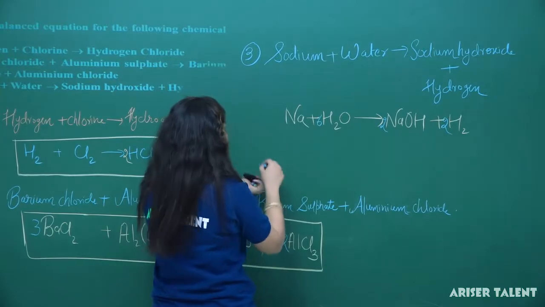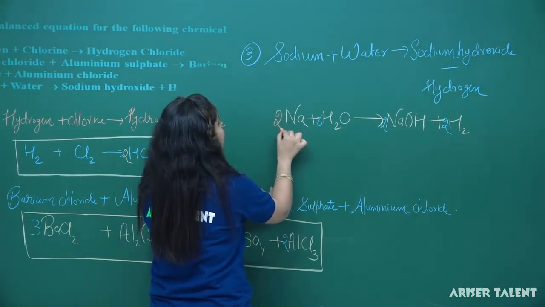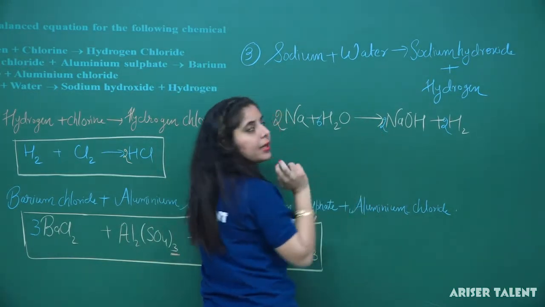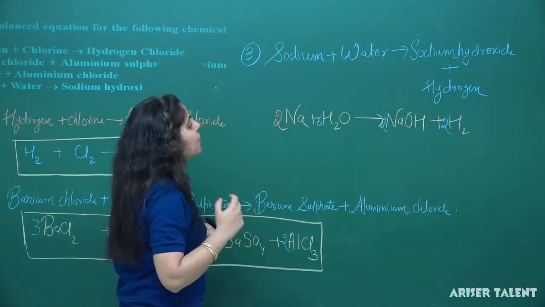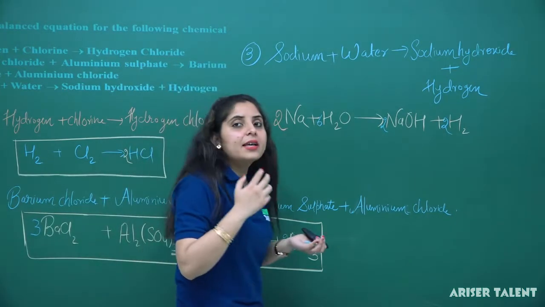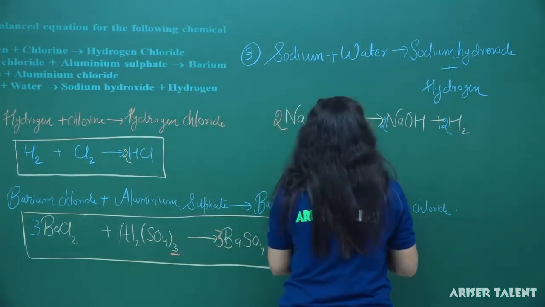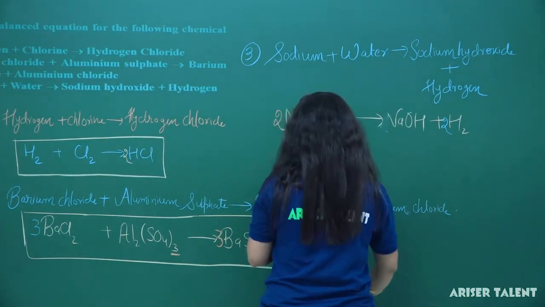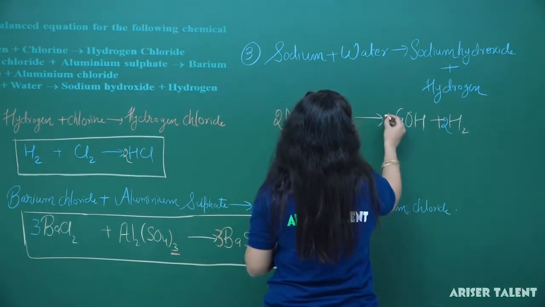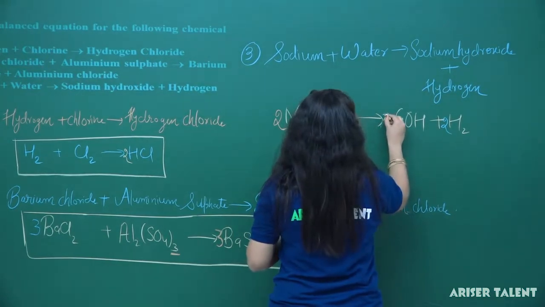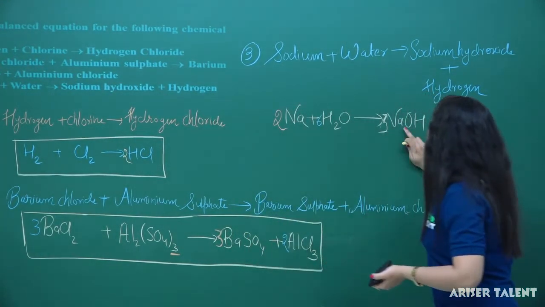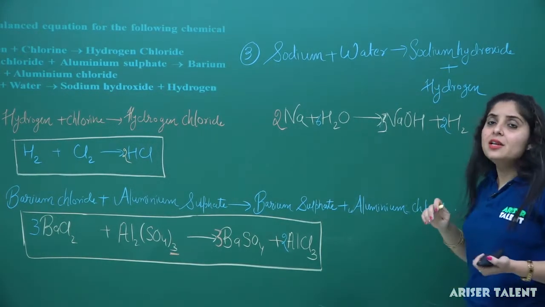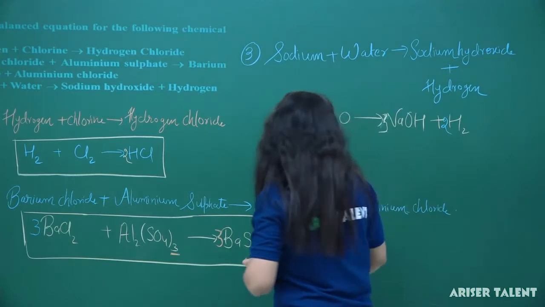So for balancing the sodium, what will we do? We will put 2 here. Now oxygen is 6, but here the oxygen is only 2. So we have to balance the oxygen. We will have to multiply this equation again by 3. So we have to put 3 in this equation. Now if the oxygen is 3, the hydrogens are imbalanced, that is 4 plus 3, 7. So this will not be the correct way to solve this equation.